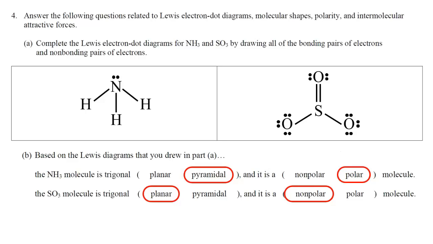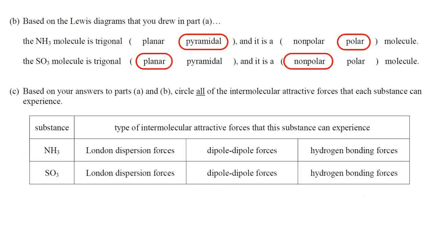All right, so now that we know that NH3 is trigonal pyramidal and polar, and that SO3 is a trigonal planar molecule that is nonpolar, I think we are ready to move on to part C of this question.